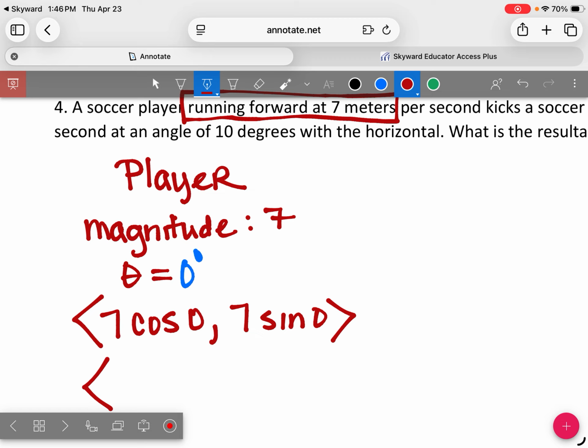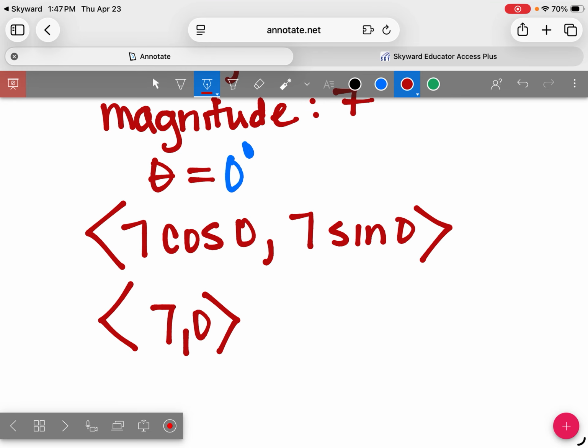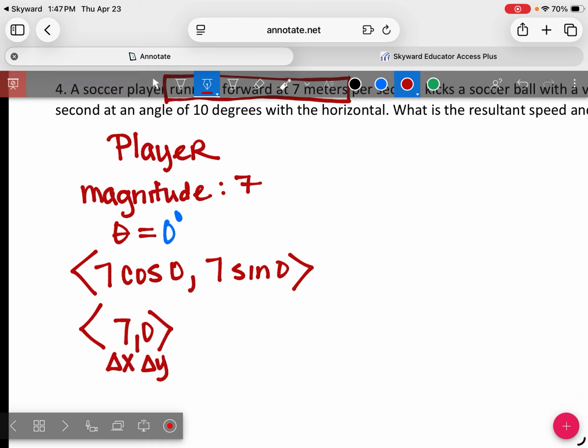Cosine of 0 is 1. 7 times 1 is 7. Sine of 0 is 0. 7 times 0 is 0. So this is my vector for the player. This right here is my delta x and delta y for the player. We got that? Now let's move on to the second part of the sentence.